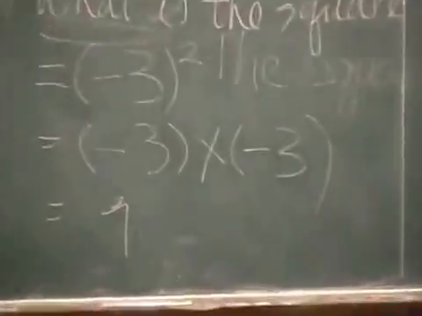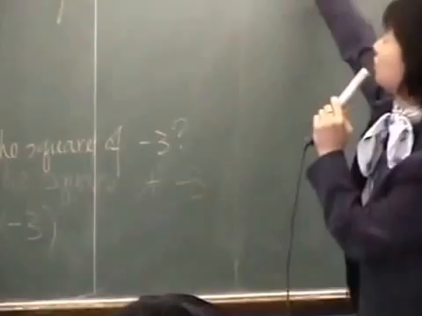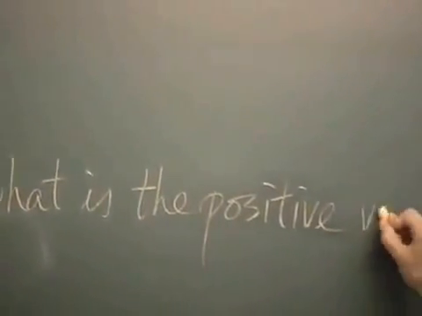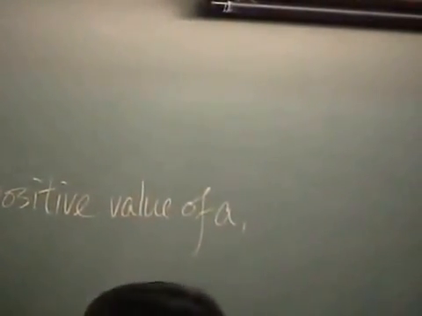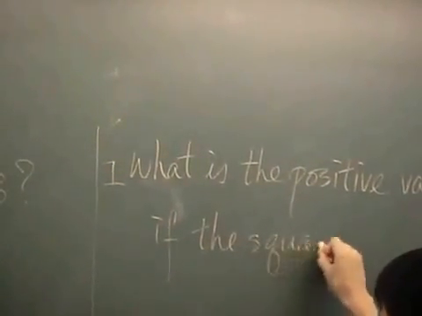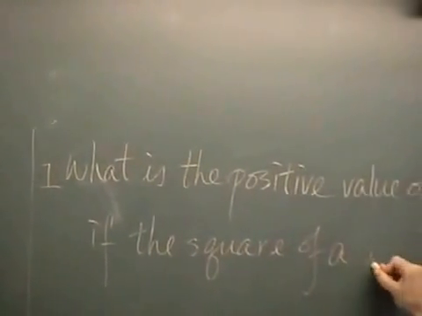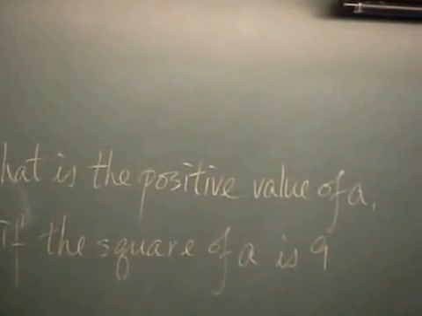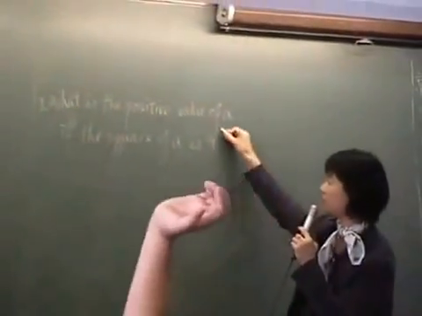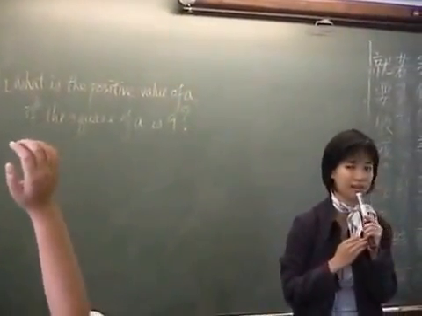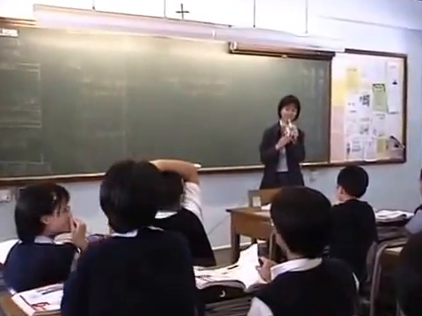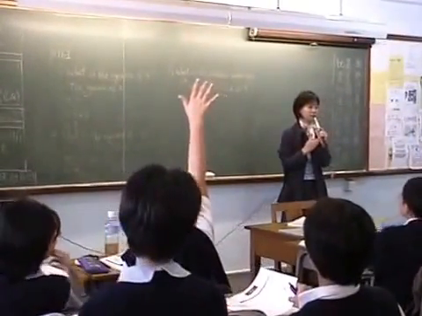Okay, now we will learn another type of question. Okay, now what is the positive value of A if the square of A is 9? So can you find the answers? So what is the positive value of 9? Okay. 3. So how can you do that? How can you find the answers?